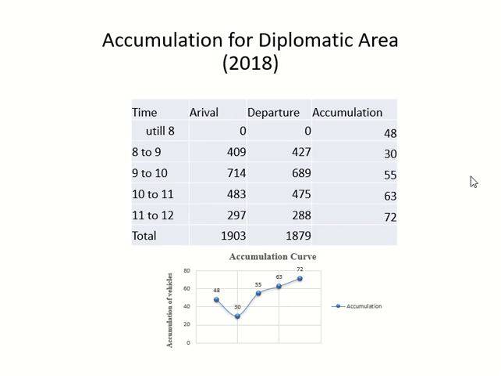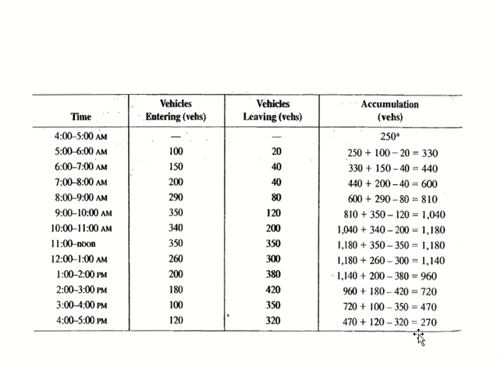This is the accumulation count study which we did in Bahrain in 2018. It was done for the diplomatic area, and you can see the results over here. The problem with this study is that you see the accumulation count is still going up while the study finished. This shouldn't have happened. They should have continued till the graph comes back to the normal position.